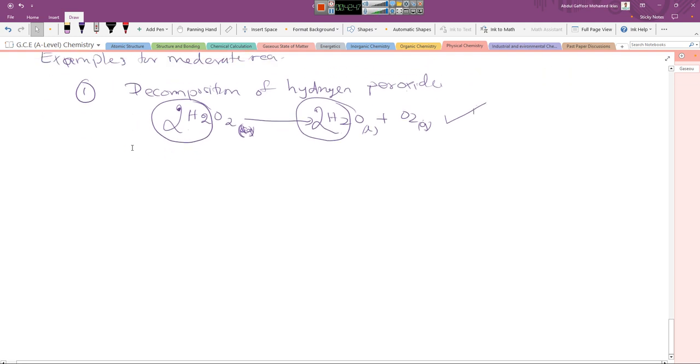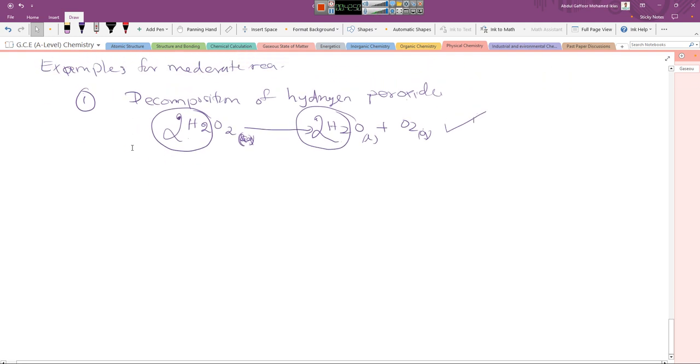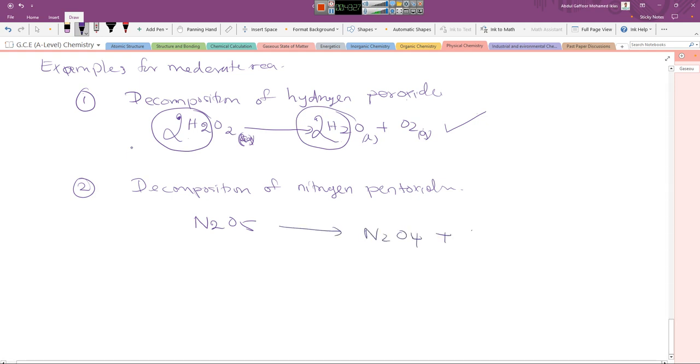The second one is decomposition of nitrogen pentoxide. According to your syllabus, we have to know some examples for moderate reactions. I will just introduce one by one. Decomposition of nitrogen pentoxide. So nitrogen pentoxide means N2O5. So it decomposes as N2O4 plus oxygen gas.